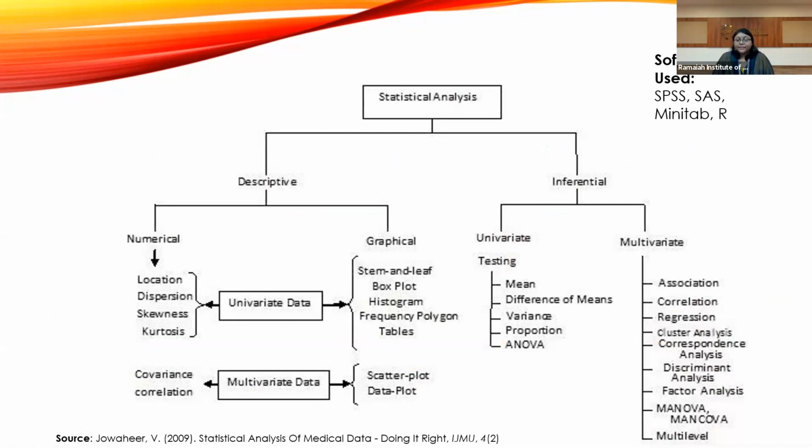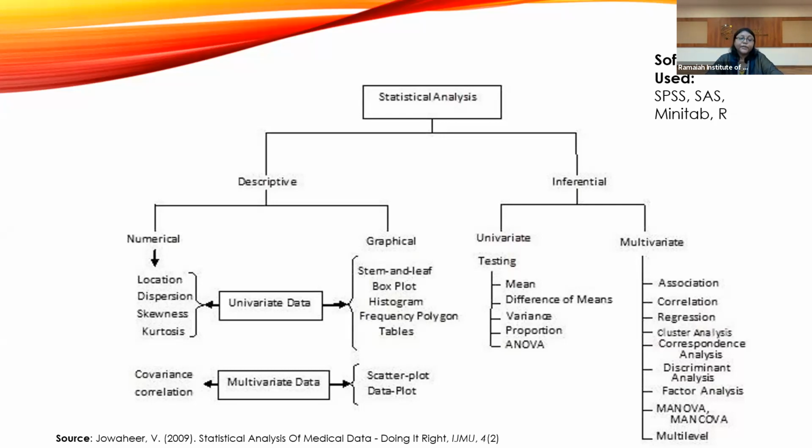Now, to start with cluster analysis or discriminant analysis, you need to have an idea what exactly this statistical analysis is. Because we are talking about statistical analysis, usually two things we do: one is descriptive analysis and the other is inferential analysis. In both, we deal with two types of variables: univariate and multivariate. In univariate analysis, we deal only with a single variable, but in multivariate analysis, we deal with two or more variables.